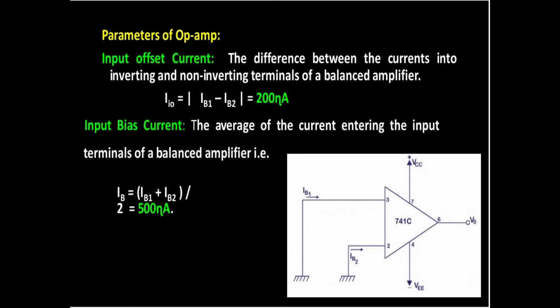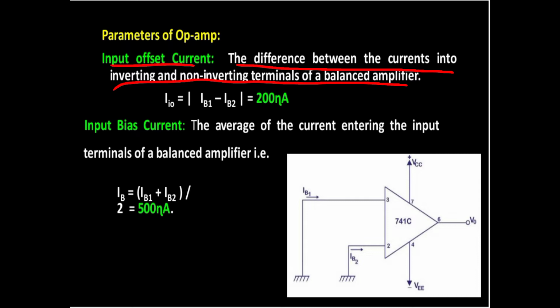Here the first one is input offset current. Now first let's see what is input offset current. The definition of input offset current is the difference between the currents into the inverting and non-inverting terminals of the balanced amplifier. If we take the balanced amplifier, it means the inverting and non-inverting terminals are connected to the inputs. Then the current difference between those two terminals is known as input offset current.